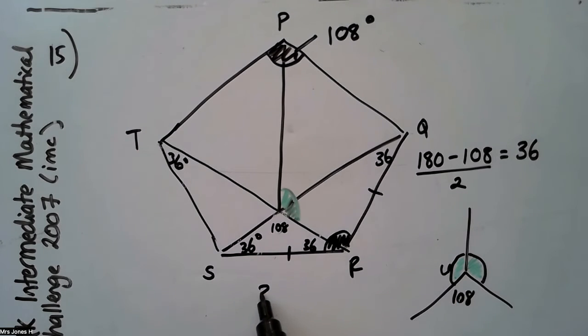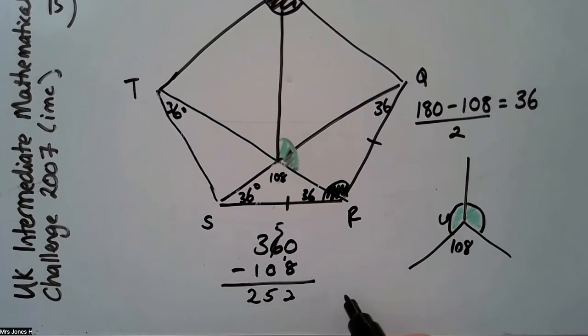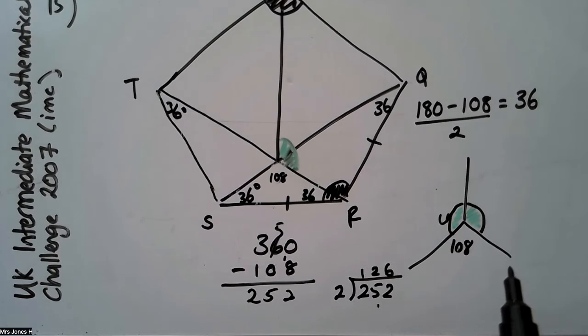So if I now do 360, subtract 108, that gives 252, and then I divide that by 2, we're looking at 126, and that is indeed the correct answer. 126 is D.